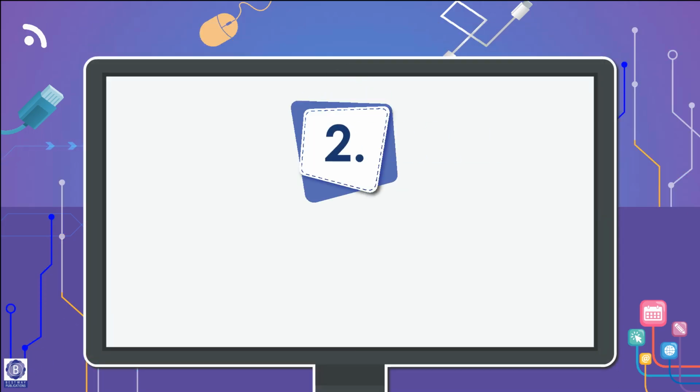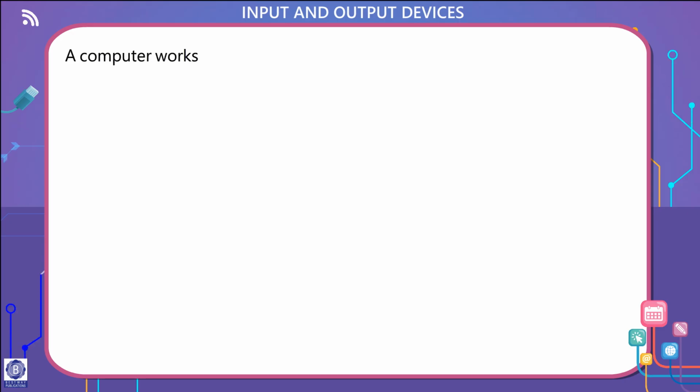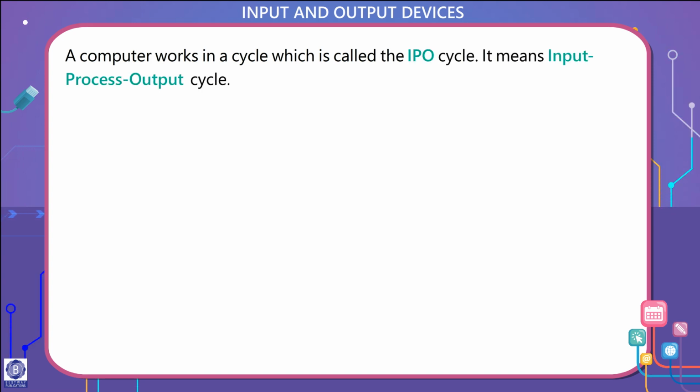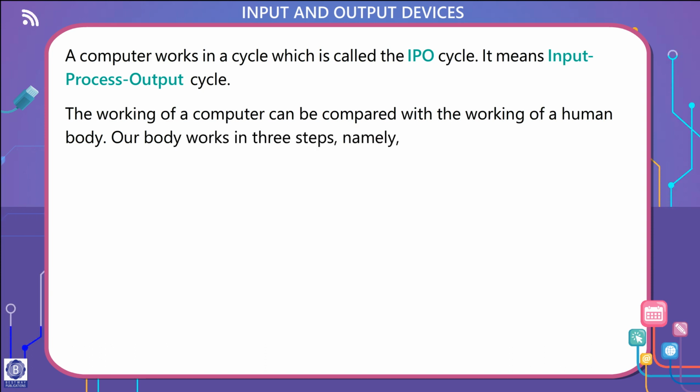Lesson 2. Input and output devices. A computer works in a cycle which is called the IPO cycle. It means input process output cycle. The working of a computer can be compared with the working of a human body. Our body works in 3 steps, namely input, process and output.